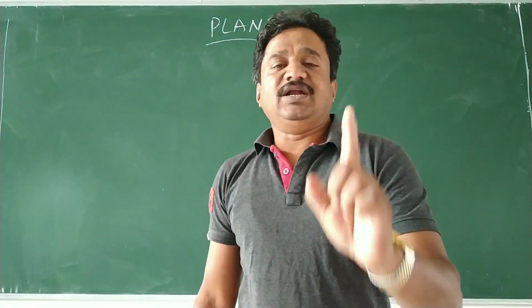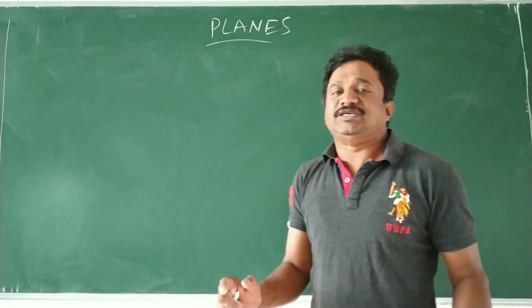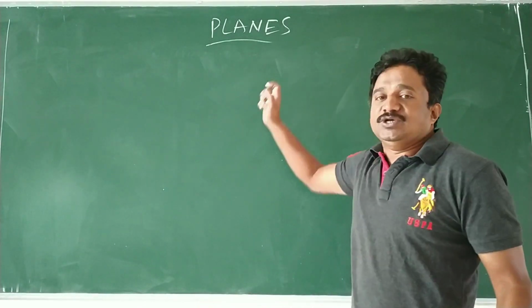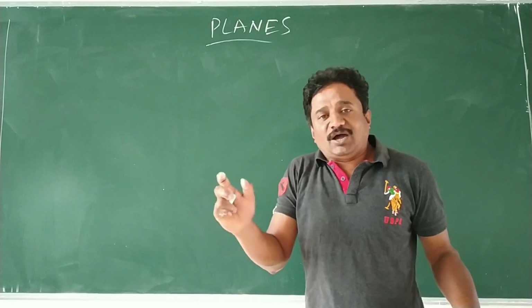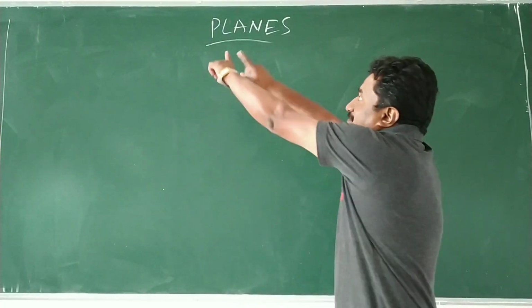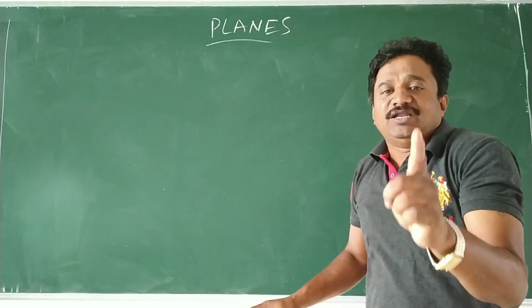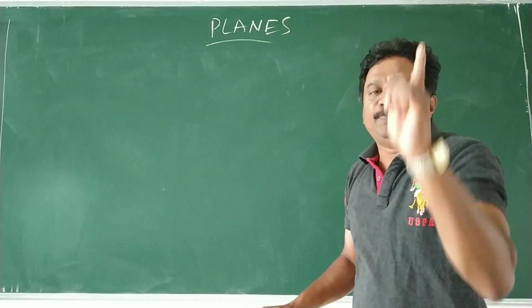Students, this is the 132nd maths class. Today let's discuss planes. You all learnt about planes very well in your lower classes. Plane means, look at this board. The board is a plane. A smooth horizontal surface is called a plane.